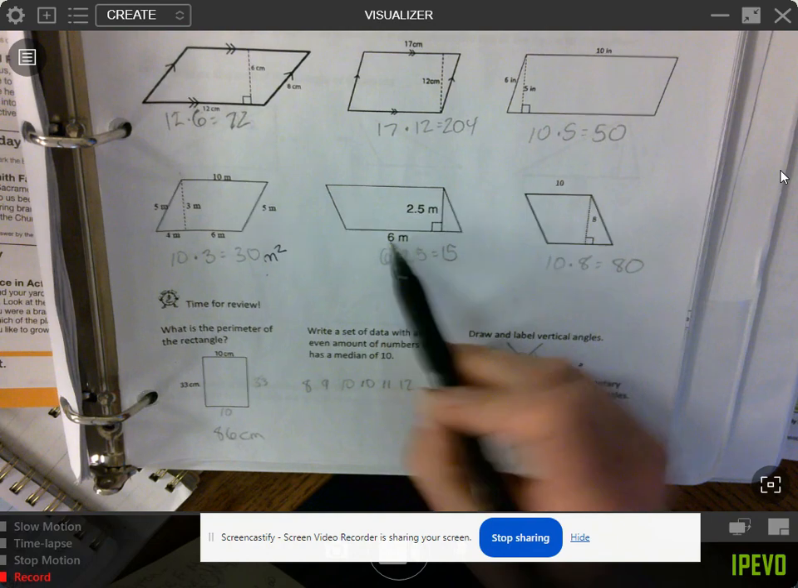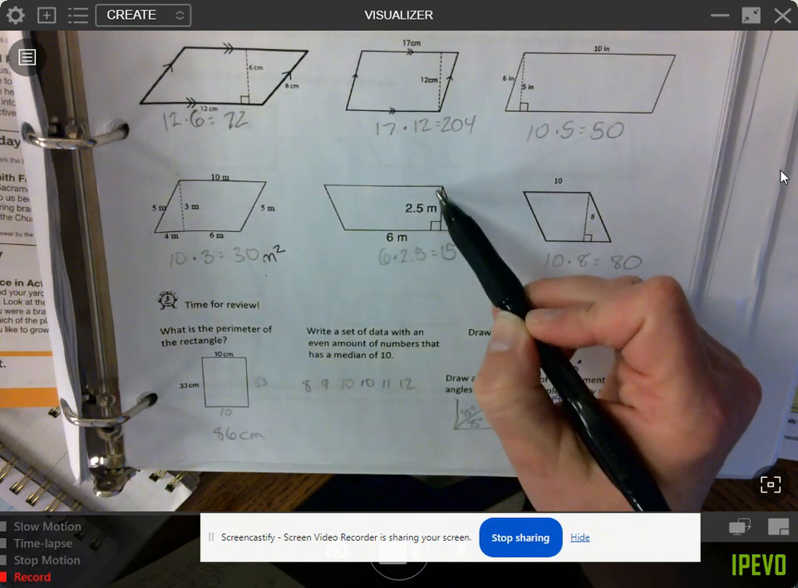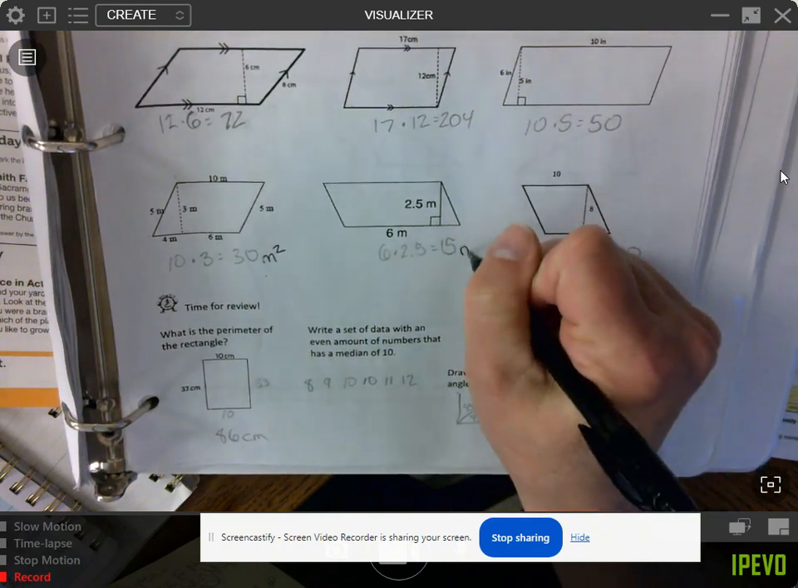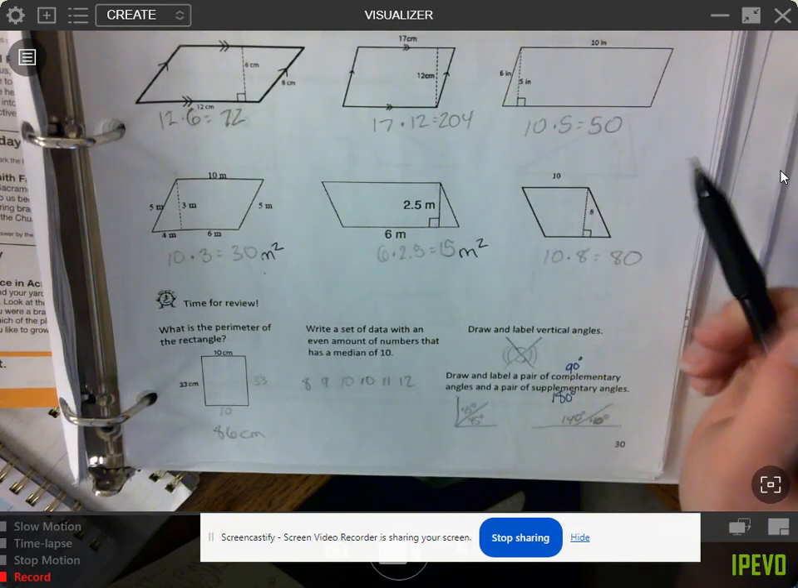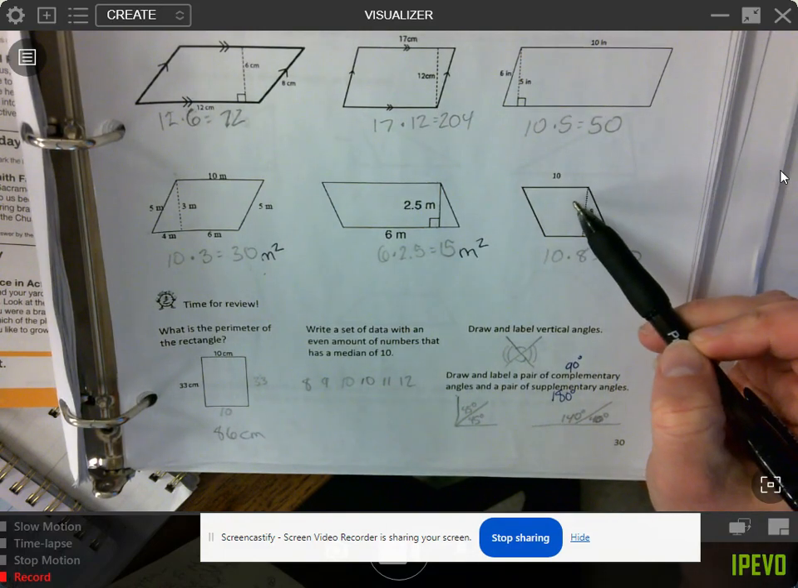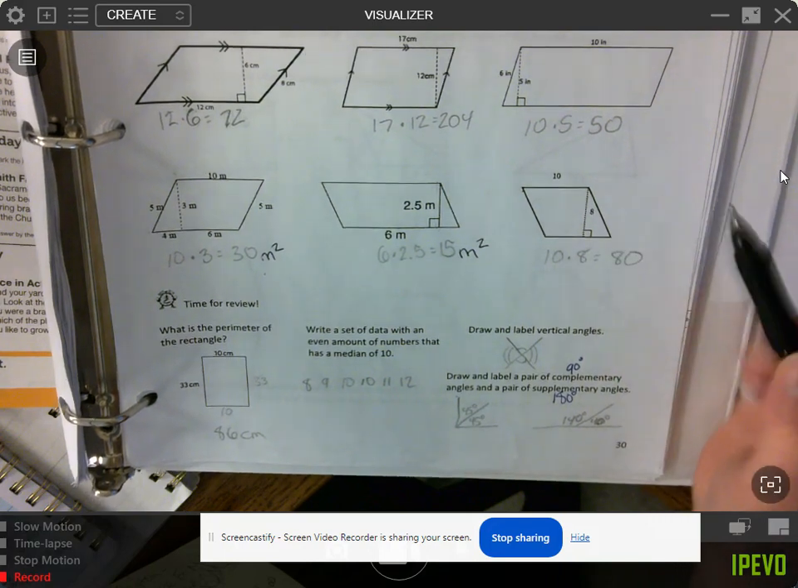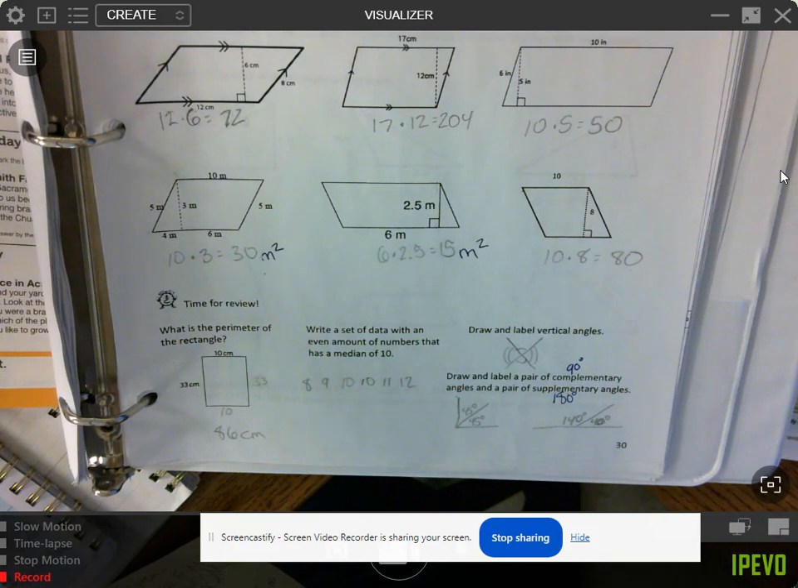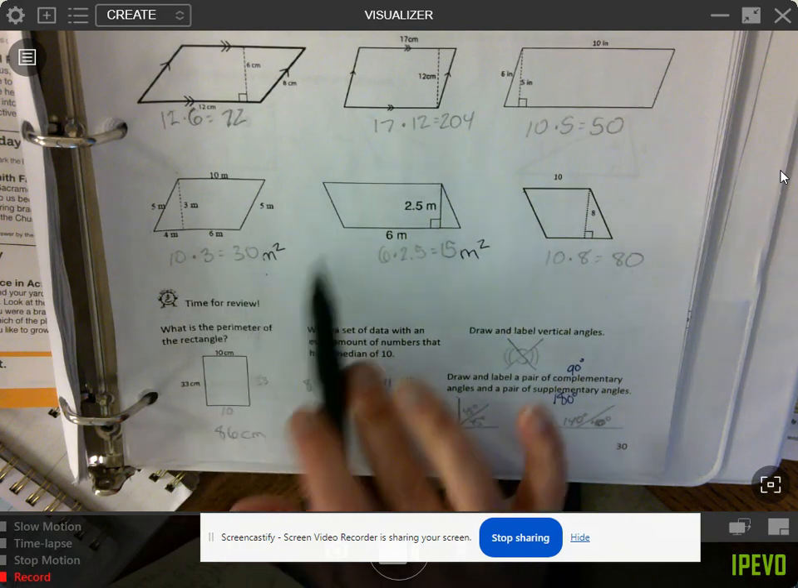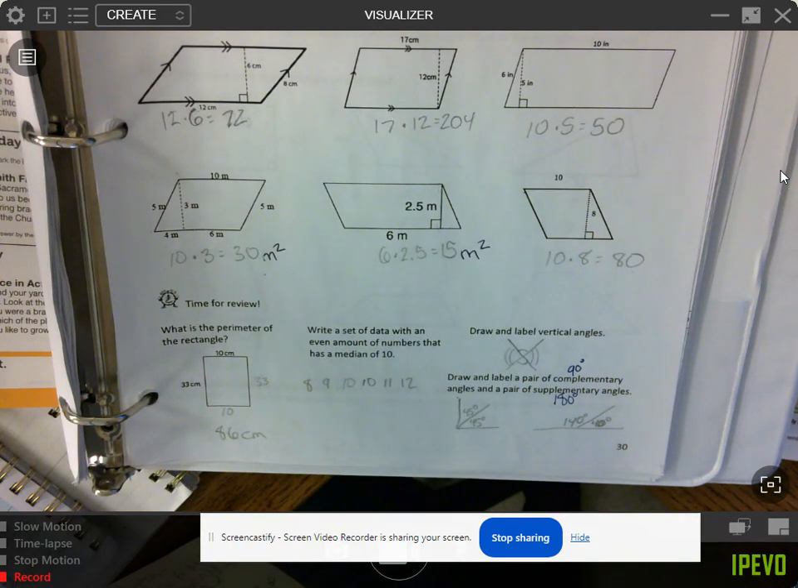Here we had 6 times the 2.5 height, and that would be 15 meters squared. And for the last one, we had a base of 10 times our height of 8, and we get 80. Any questions on any of those? Okay, let's look at our review.